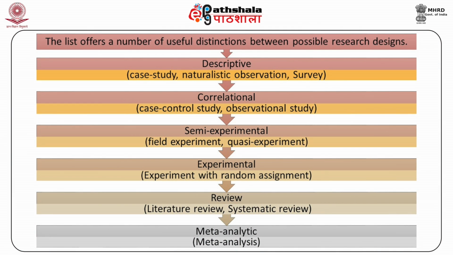Let's start with the first one. The first one is descriptive. For example, case study or naturalistic observation and survey. Number 2 is correlational. Example, case control study and observational study. Third is the semi-experimental. Example, field experiment, quasi-experiment. Number 4 is the experimental design, which is experiment with random assignment, followed by review, which is the literature review or systematic review, and meta-analytic, which is meta-analysis.